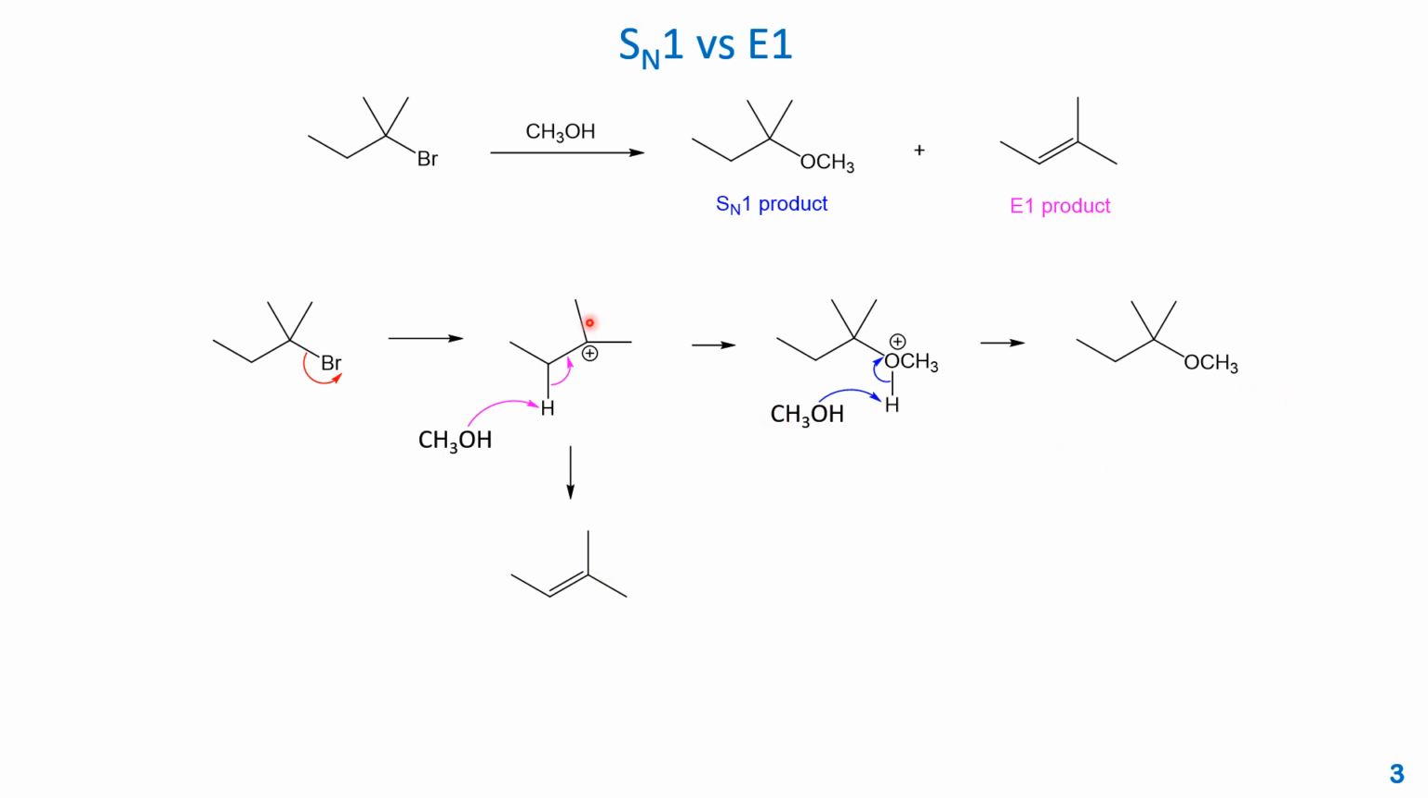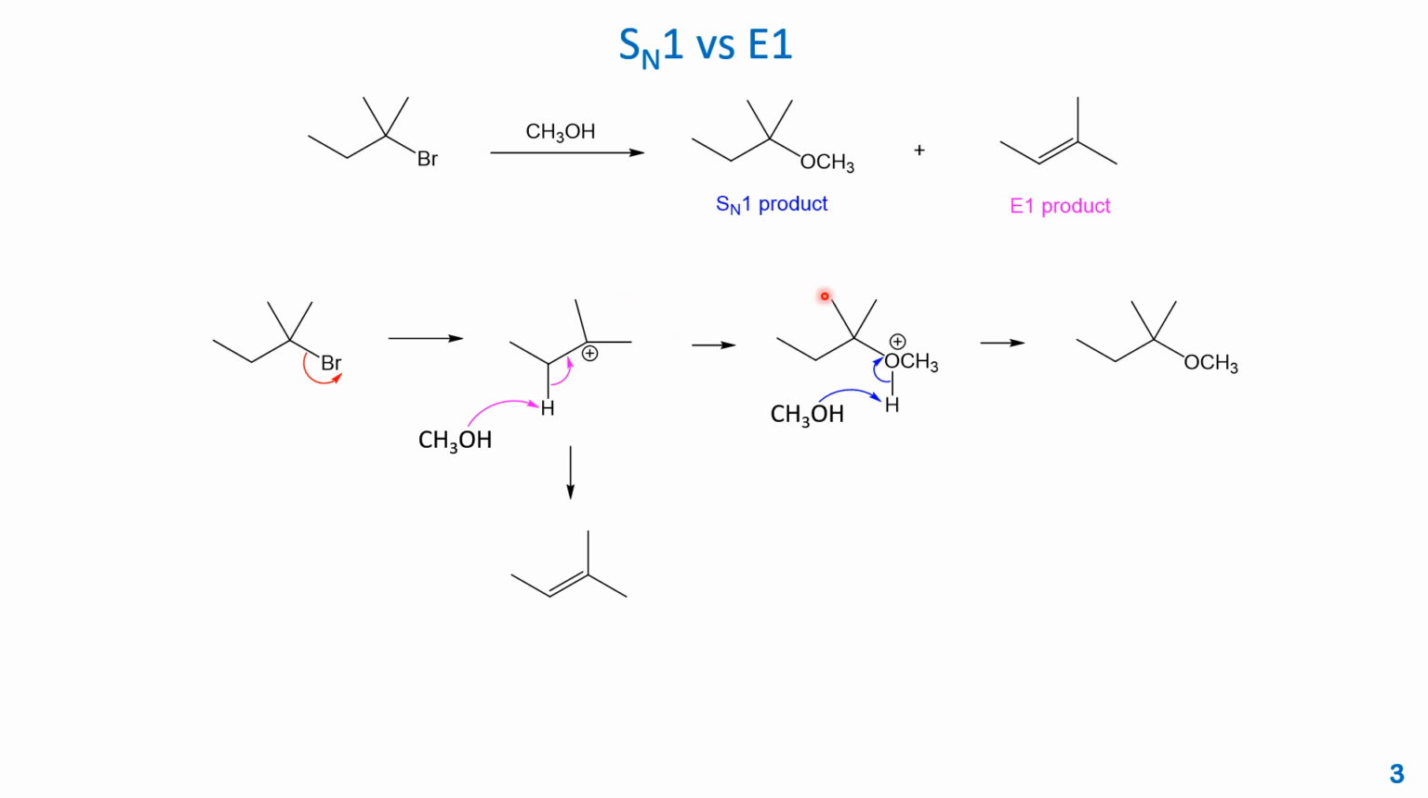Now, since this intermediate is a carbocation, you have to watch out for the possibility of carbocation rearrangement. If it can form a more stable carbocation, you should do the carbocation rearrangement, for example a 1,2 hydride shift or 1,2 methyl shift, before you do the further steps.